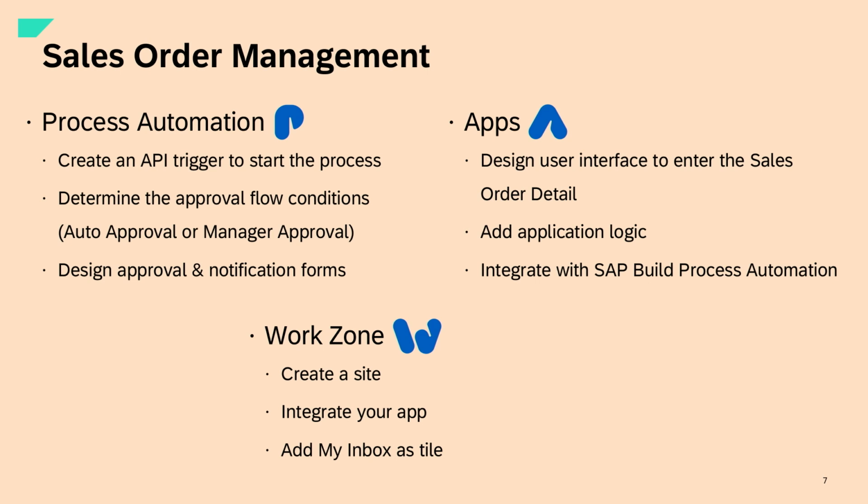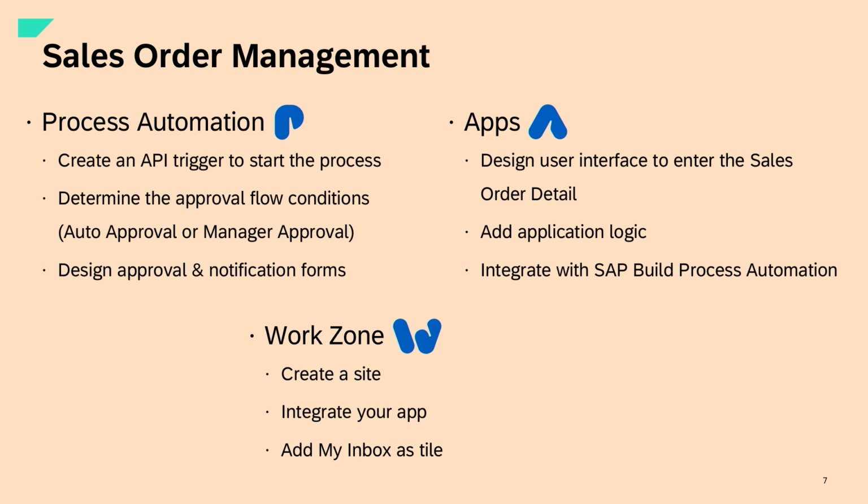We will design some user interface there, and we will integrate the process that we created in process automation into the SAP Build Apps application. And after we are done with SAP Build Apps, our last stop will be at SAP Build Work Zone. In the Work Zone, we will first create a business website, a workspace there, and integrate our application from Apps to Work Zone, which means we will deploy our application from Build Apps to the Work Zone account.